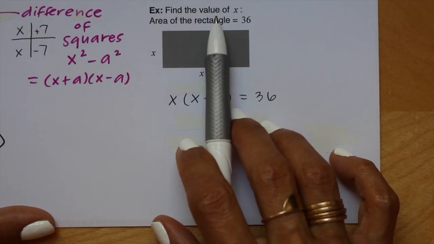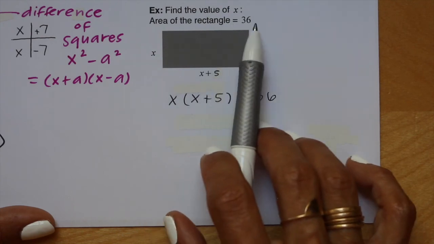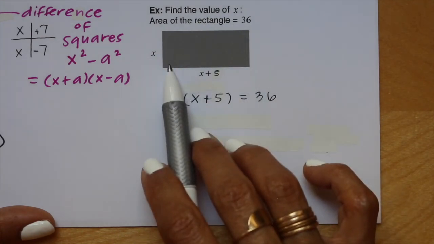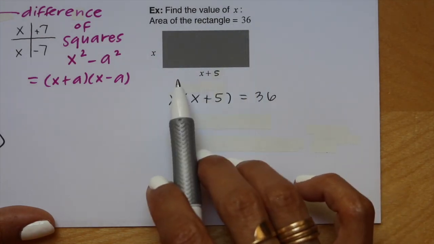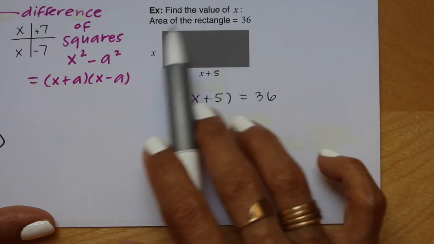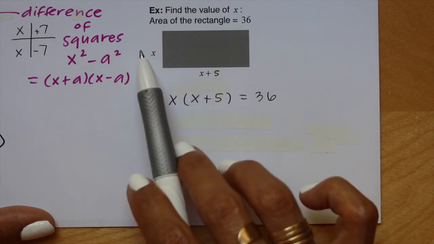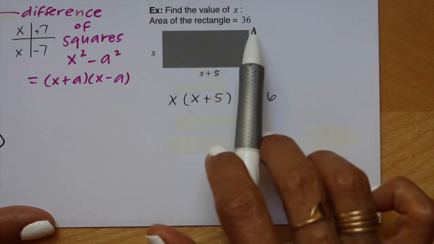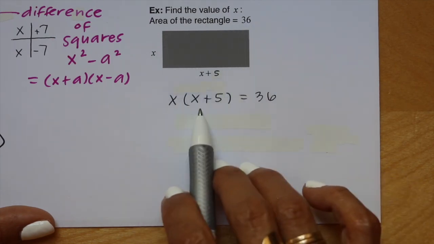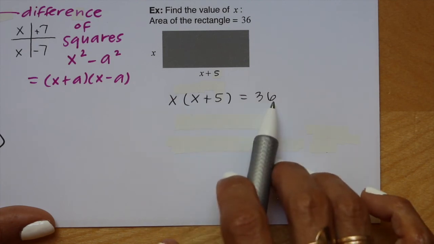This problem says find the value of x, and it gives us that the area of the rectangle is 36. So we have one side has a length of x, and the other side has a length of x plus 5. So what we're going to do is take the area of the rectangle, which is length times width. We're going to multiply these together and set it equal to the given area. So I have that written out. x times the quantity x plus 5 equals 36.